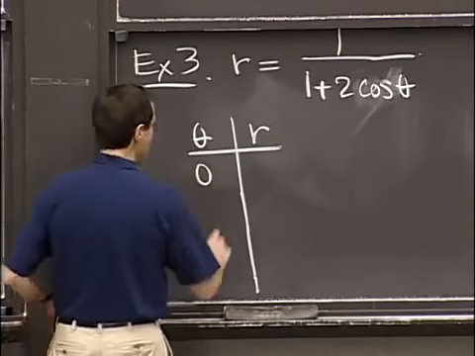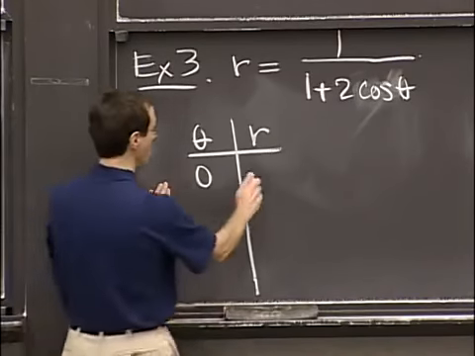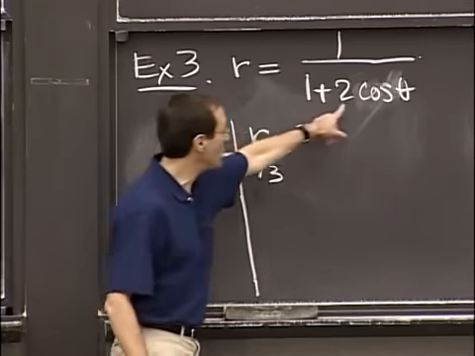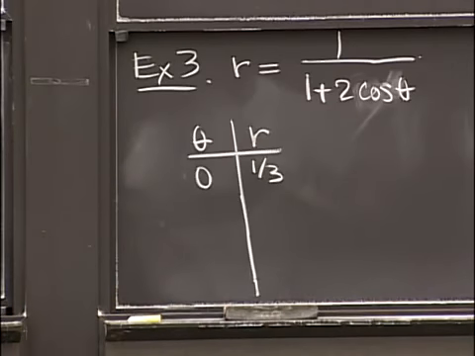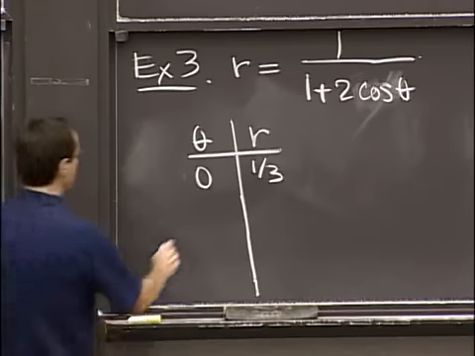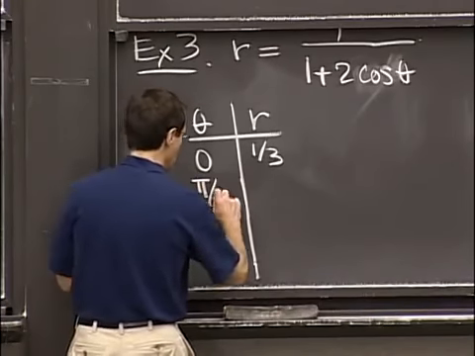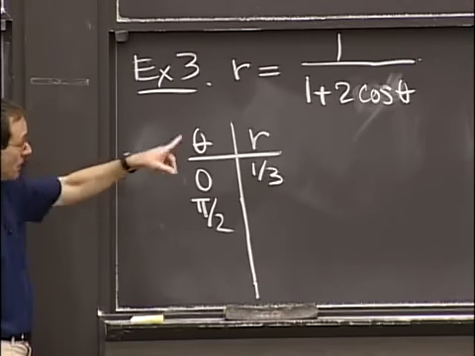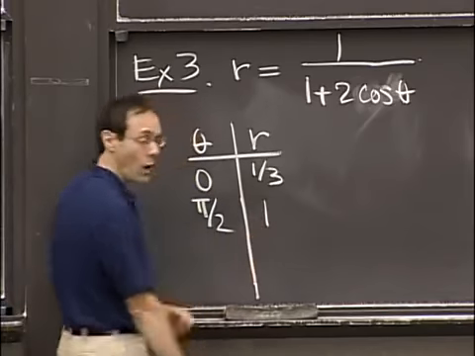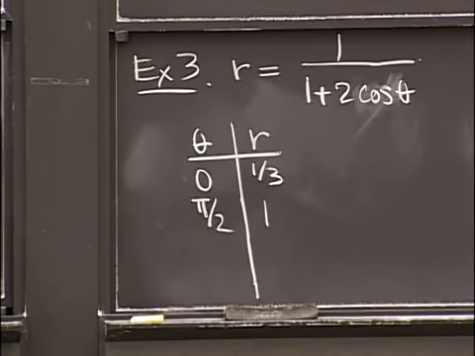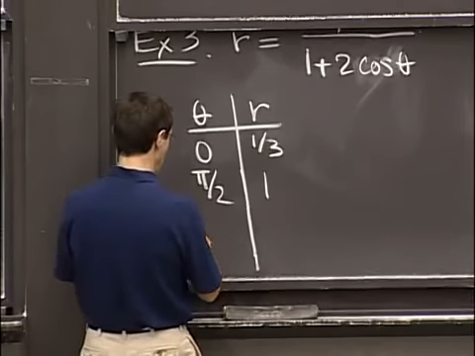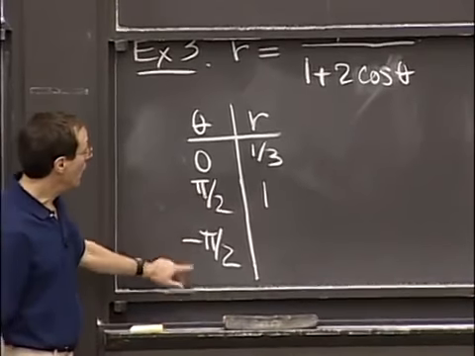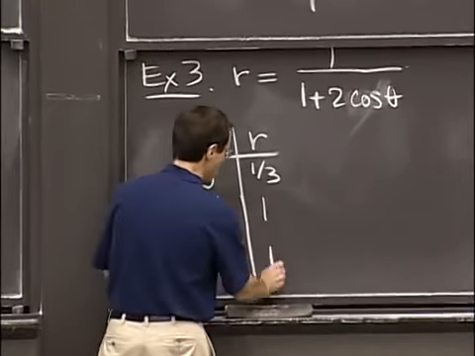When theta is equal to 0, cosine is 1, so r is a third. The denominator is 1 plus 2, so it's a third. If theta, I'm going to make it easy. We're not going to do so many. I'm going to do pi over 2. That's an easy value of the cosine. Cosine of pi over 2 is 0. So that value of r is 1. And now I'm going to back up and do minus pi over 2. Minus pi over 2, again, cosine is 0, and r is 1.